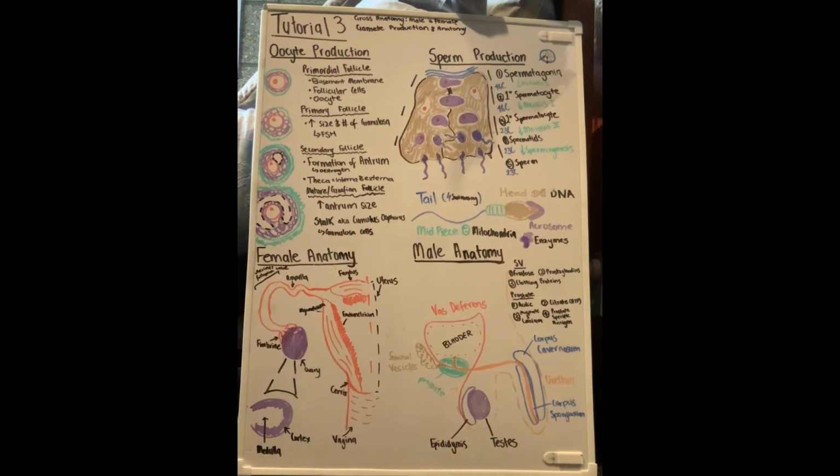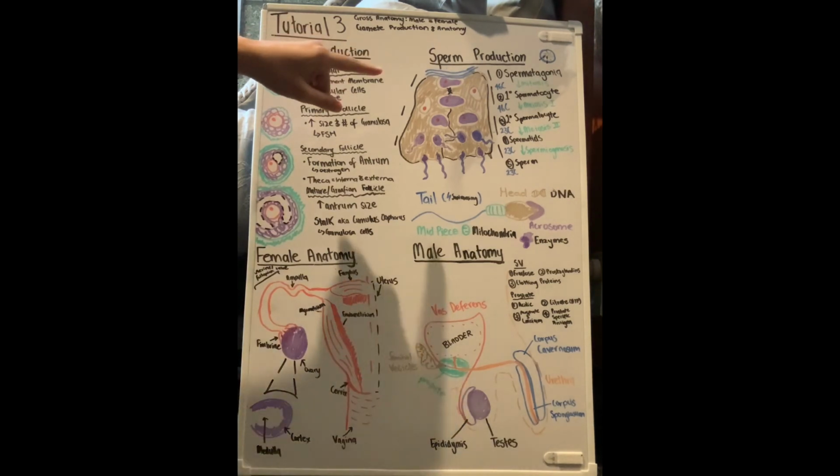So we'll do a quick overview. Oocytes consist of a primordial follicle, primary follicle, secondary follicle, and a mature follicle. And it starts with the ovary, goes through the fallopian tubes, through the uterus, and then out through the vagina if no fertilization were to occur.